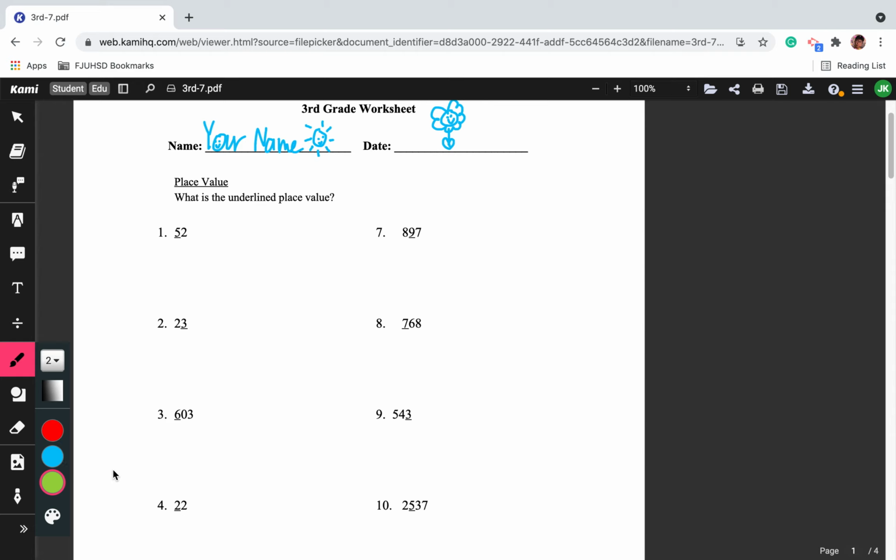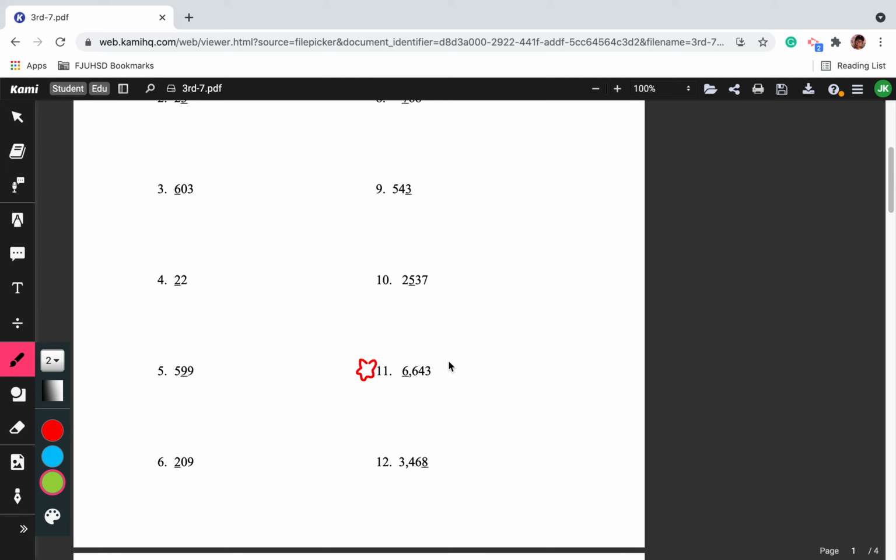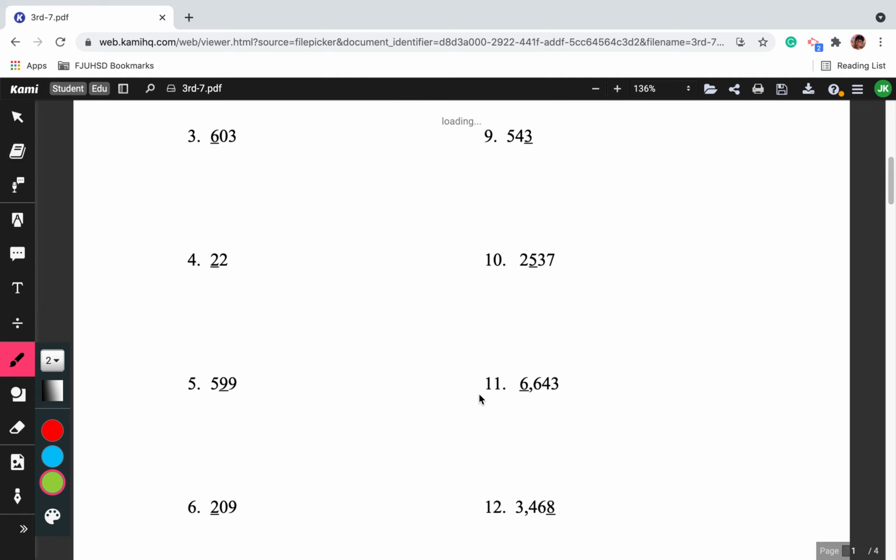Welcome back, and let's hop right into it. Today, we're going to start with some place values. What is the underlying place value of this problem right here?